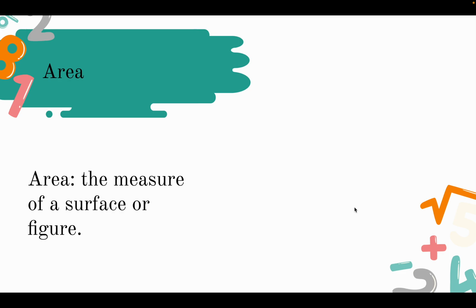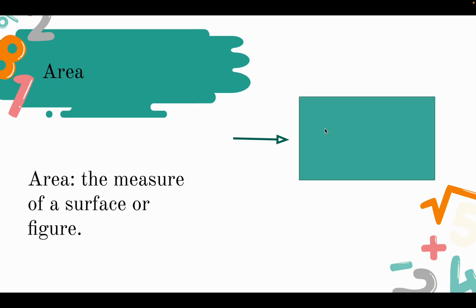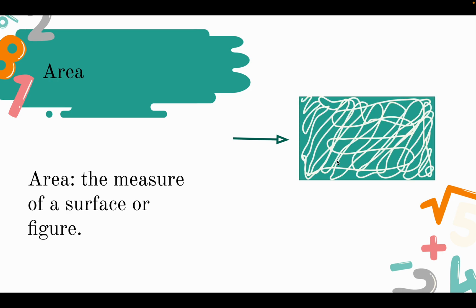So what is area? Area is the measure of a surface or figure. So for example, we have this rectangle here. Everything that is inside of this rectangle is the area of the rectangle.